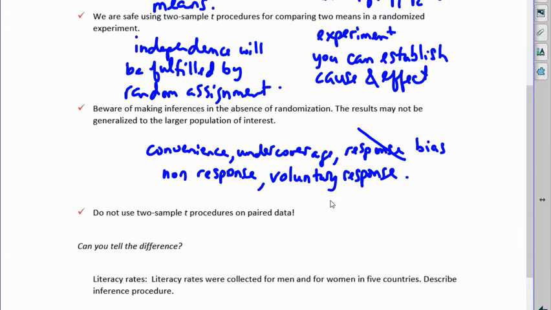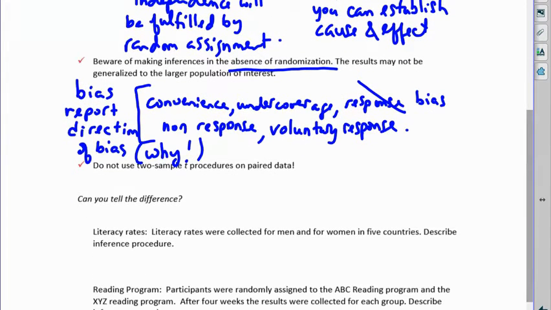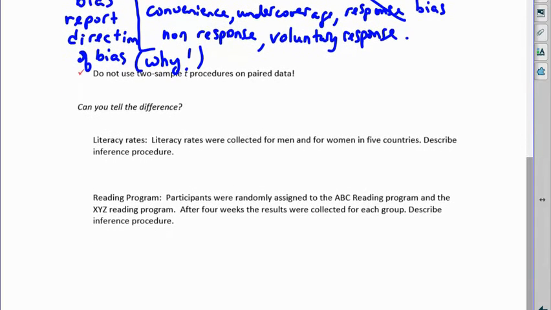So when you have absence of randomization, these kinds of things can happen where you will have bias, and you must report the direction of bias. Give the why. All right, and then do not use two sample t procedures on paired data. That same thing goes with the proportions. Don't use two sample t procedures on paired data.